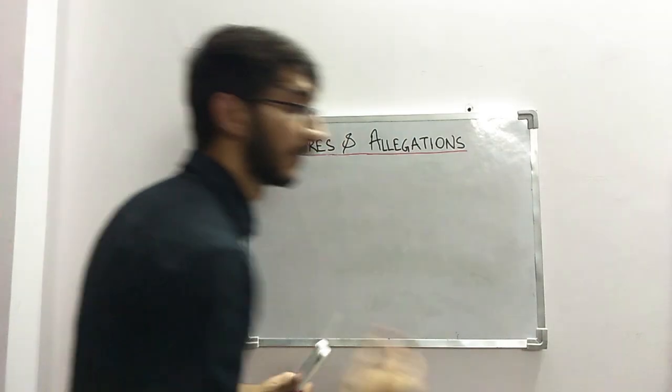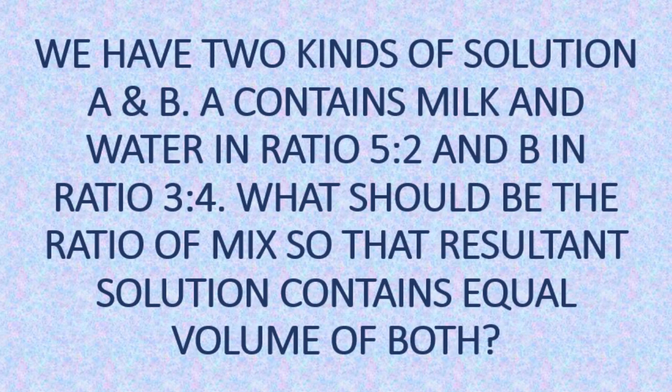So the next type of question that can be asked is, you can see it on your screen. We have two kinds of solutions, and solution A contains milk and water in the ratio of 5:2, and solution B contains milk is to water in the ratio of 3:4, right? So what should be the ratio of the mixture so that the resultant solution contains equal volumes of both these, right? So now you can just come back to the board.